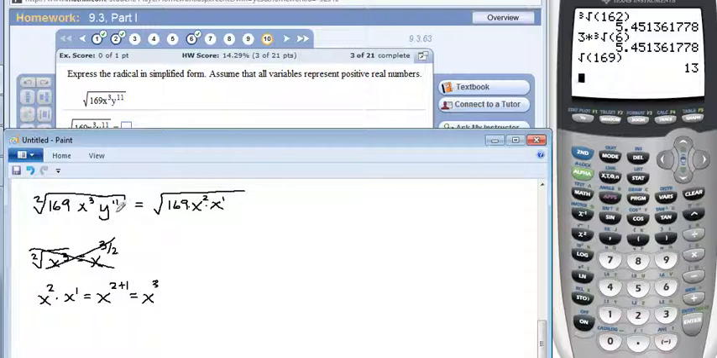Same thing here, I've got 11. How many groups of 2 can I get out of there? I can get 5 of them, can't I? How many are left over? 1.